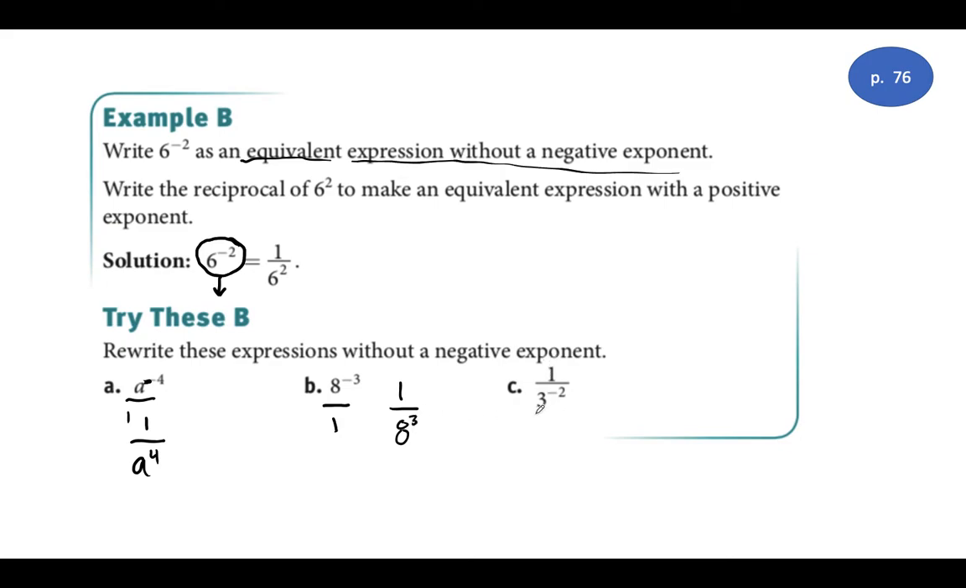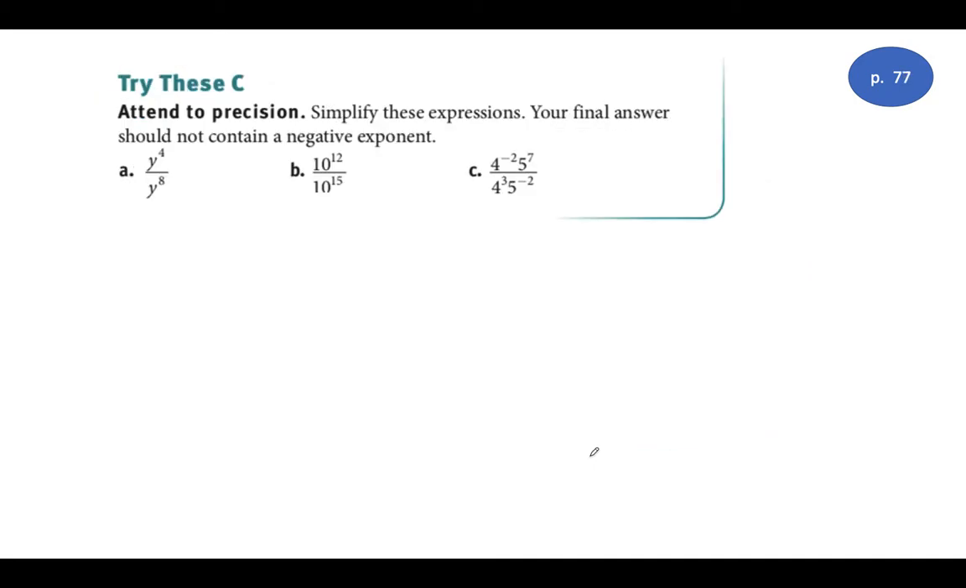This is 1 over 3 to the negative 2 power. We're going to take the reciprocal, and we get 3 squared over 1, which is the same thing as just 3 squared. Is it sinking in? Is it getting any easier? Let's try more problems.